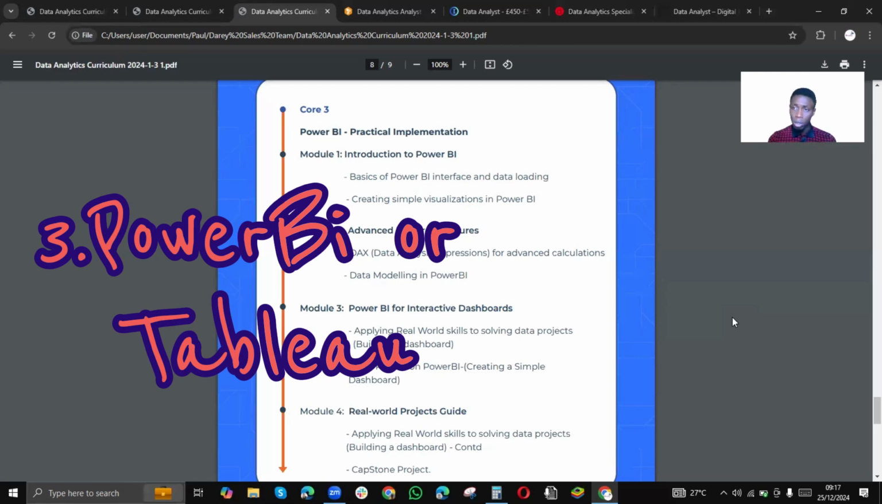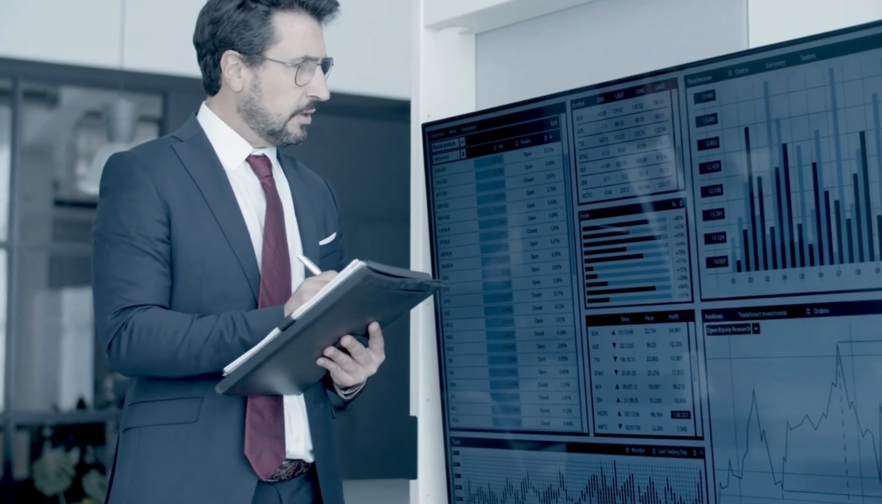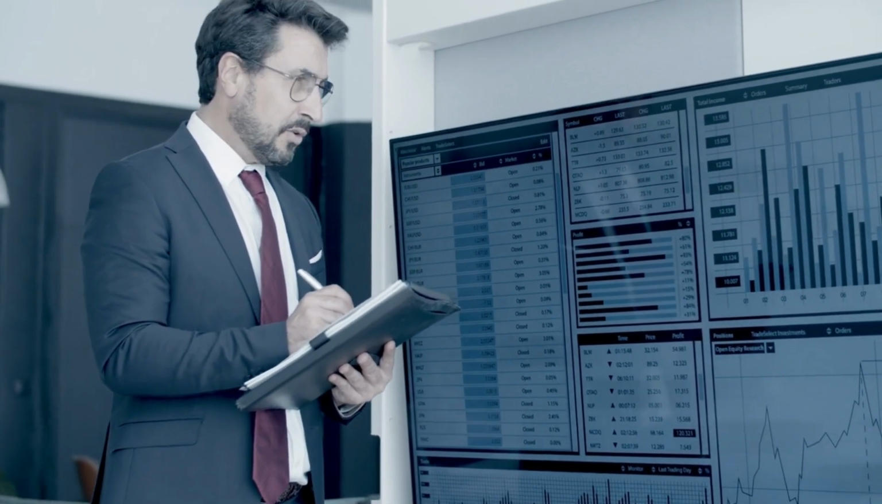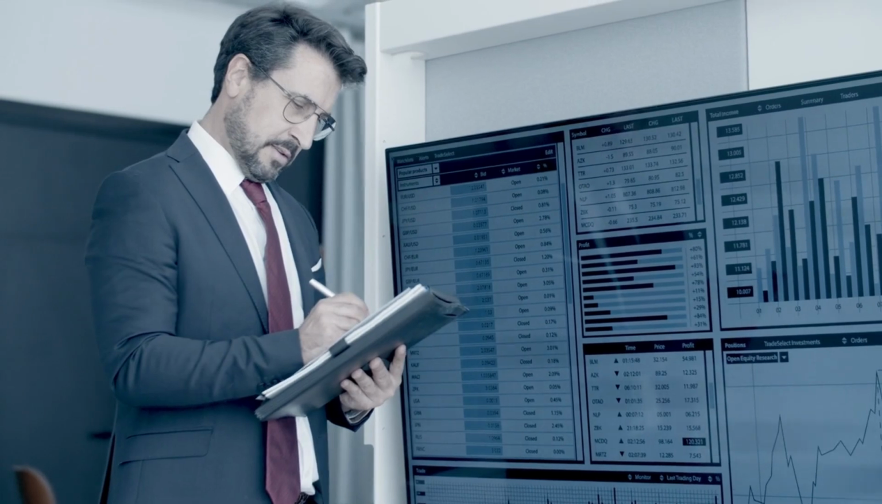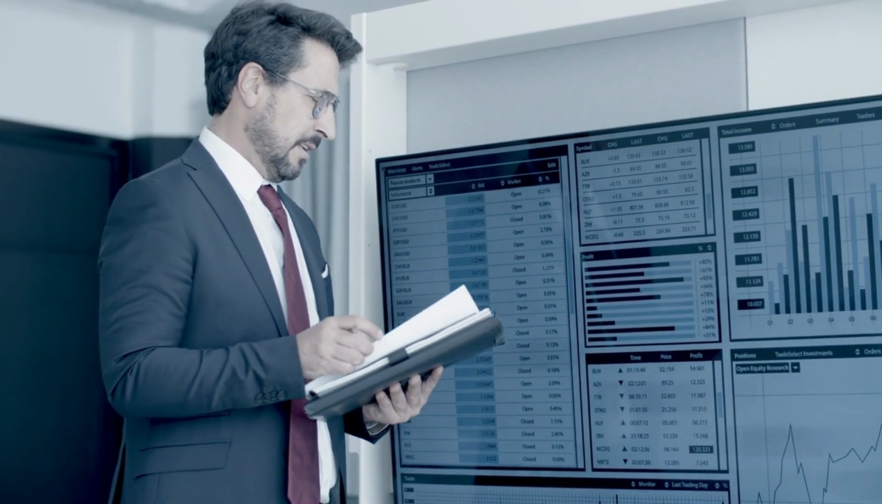Now, if you have learned Power BI, that's good. If you've learned Tableau, that's good. But whichever one you've learned is sufficient, in the sense that the most important thing is you should be able to use any of these tools to visualize data, to visualize the insights your data is bringing to you. You see what I mean? So now, these three components are very important.